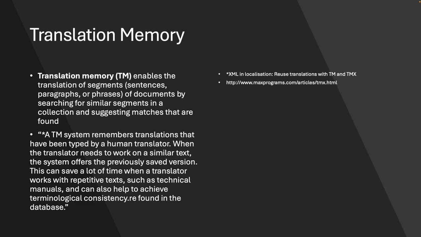Max Programs is the company that makes Swordfish. And that quote in that article says that a translation memory system remembers translations that have been typed by a human translator. When the translator needs to work with a similar text, the system offers the previously saved version. This can save a lot of time when a translator works with repetitive texts, such as technical manuals, and can also help to achieve terminological consistency. Little typo there. And translation memory is found in the database.